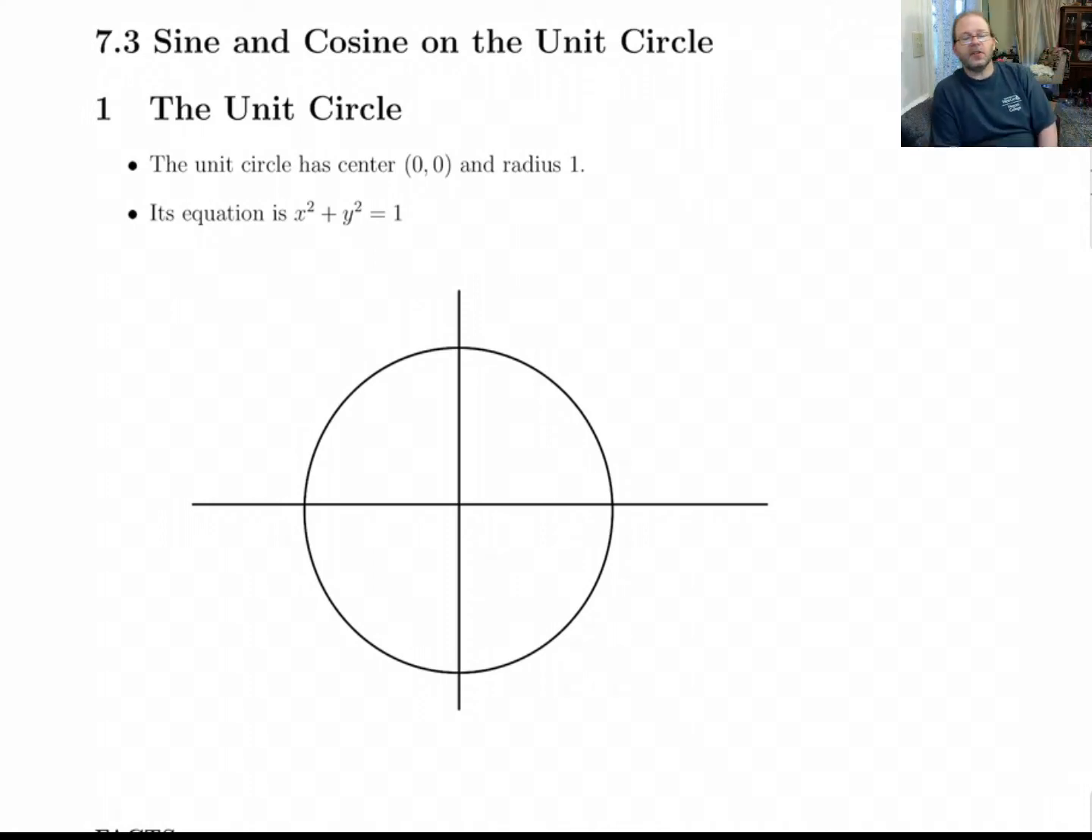Hey guys, in this section we're going to start looking at sine and cosine defined on the unit circle. Now the unit circle is the circle that has its center at the origin and radius 1. The radius is 1 unit, that's why it's called the unit circle. The equation for it is x squared plus y squared equals 1.